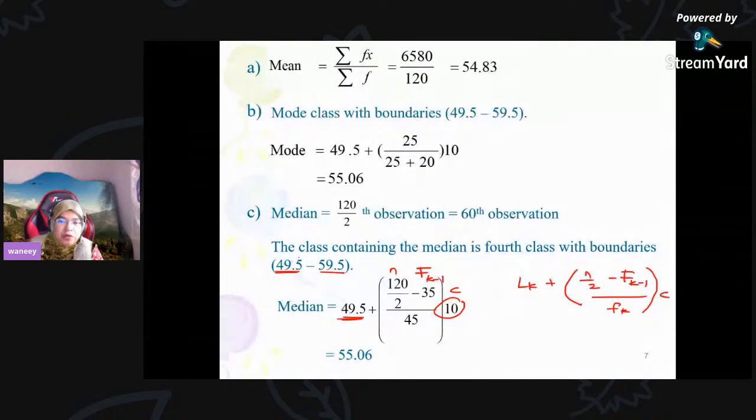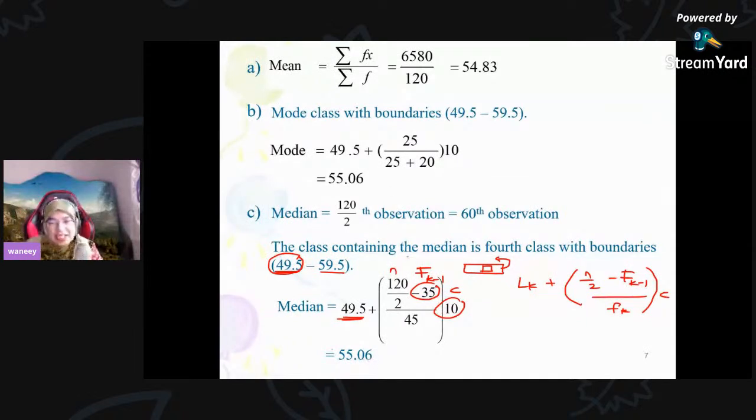So the lower boundary for our class is 49.5. N over 2, so N is the total frequency, which is 120 over 2, minus cumulative before our class. So this is your median class. Check the cumulative before your class. So the value is 35 over the frequency for your own class. So check what is the frequency for your class. And then times with the class size or the class width. So do make sure to take the upper boundary minus with the lower boundary. So that is our class size, which is 10. The median is 55.06.